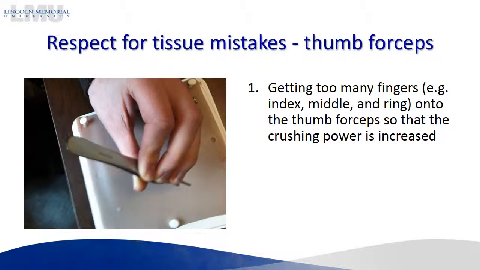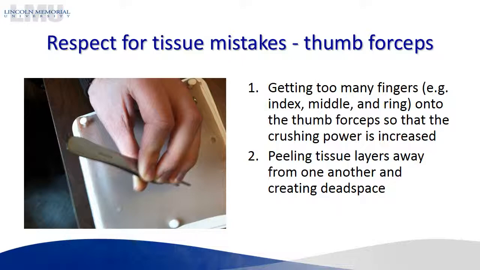And some of the common mistakes that we may see with respect for tissue handling is one of those is getting too many fingers, and that usually is the index, middle, and ring finger onto the thumb forceps simultaneously so that the crushing power is increased. So those thumb forceps should be an extension of the thumb and index finger. Sometimes you'll bring that middle finger on the forceps as well to sort of guide a little bit better and stabilize, but we shouldn't see the entire hand rotated onto the thumb forceps the way we do in the picture, and simply because it just creates too much crushing power that tends to damage the tissue.